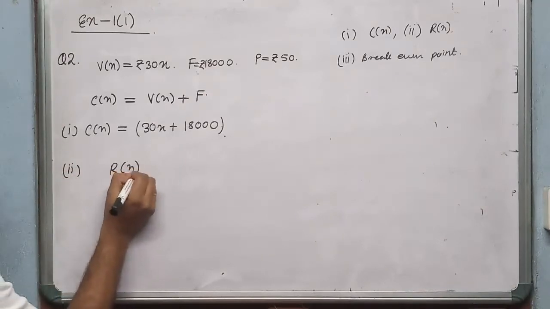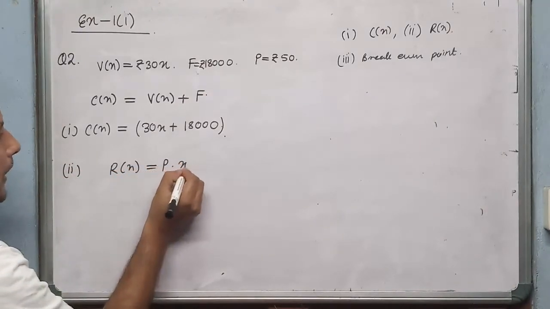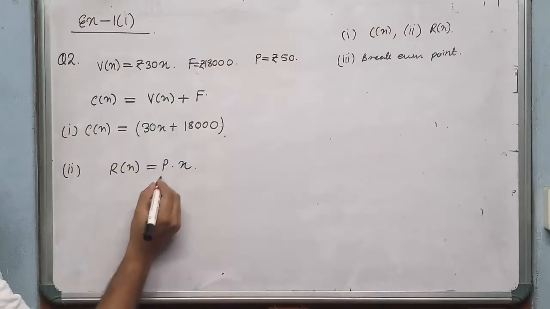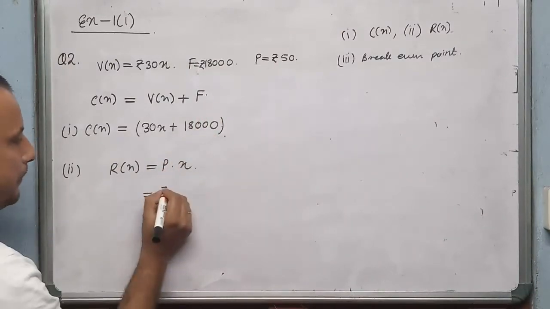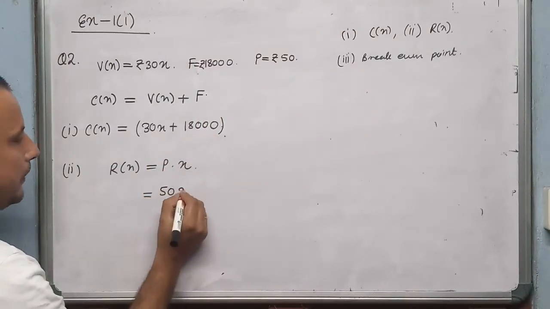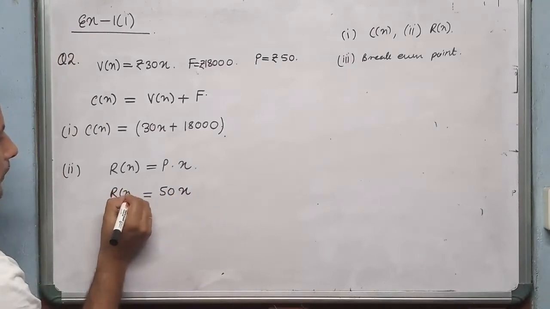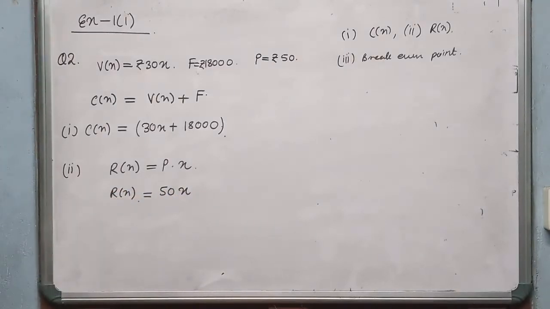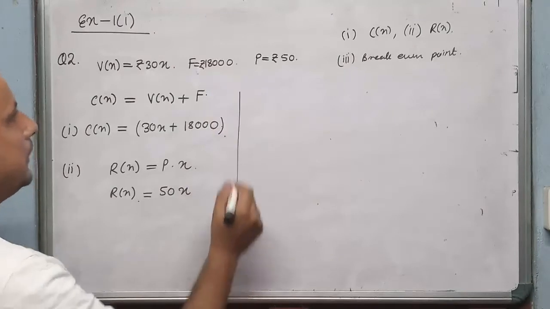Revenue is given by demand into X. The demand means selling price is 50 into X. This is revenue. Second answer. The third is the break-even point.